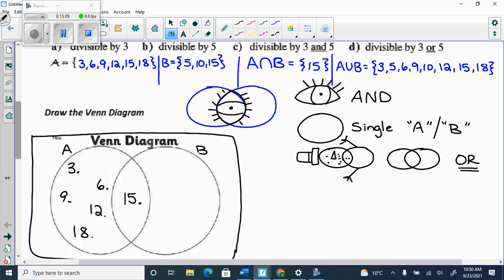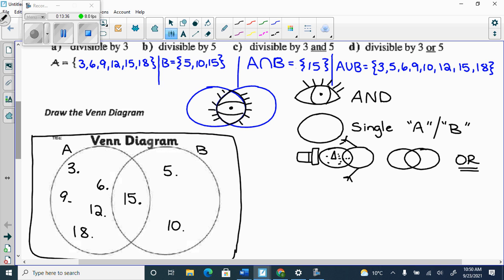Then I go to the other plain circle, because I have to go small shapes to big shapes. So now I go to the next circle, to B. B has 5, 10, and 15. So 5, 10, 15. Now the whole snowman actually represents the "or". So if you fill in the "and" and you fill in the separate A's and B's, you actually have "or". It's everything that's in the snowman. So using a Venn diagram just nicely covers everything for you so you can list it quicker.